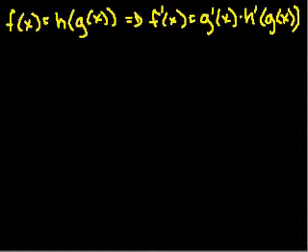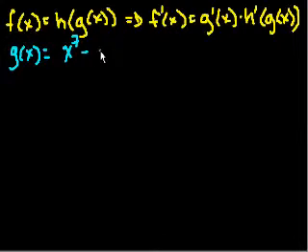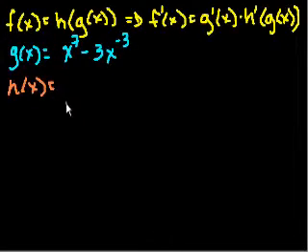Let's say that g of x is equal to x to the 7th minus 3x to the minus 3. And let's say that h of x is equal to, let's do something reasonably straightforward, let's say h of x is x to the minus 10.